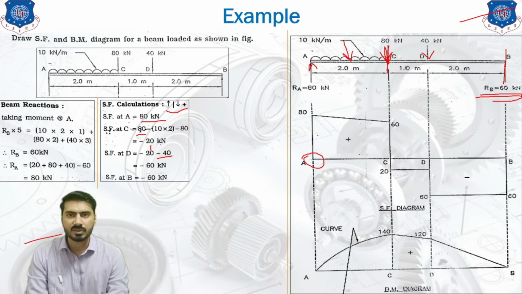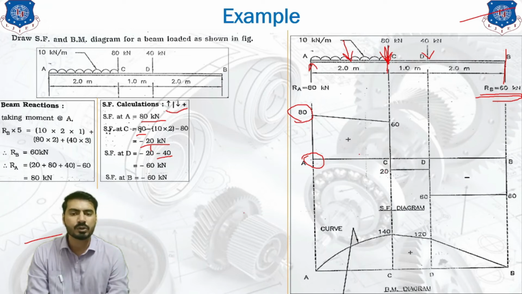80 is positive, that's why we plot it above the 0 reference line. This is our 80. Then we move forward up to the point C. At point C, we got the answer as a minus 20. As it is the minus 20, we have to move in the downward direction.